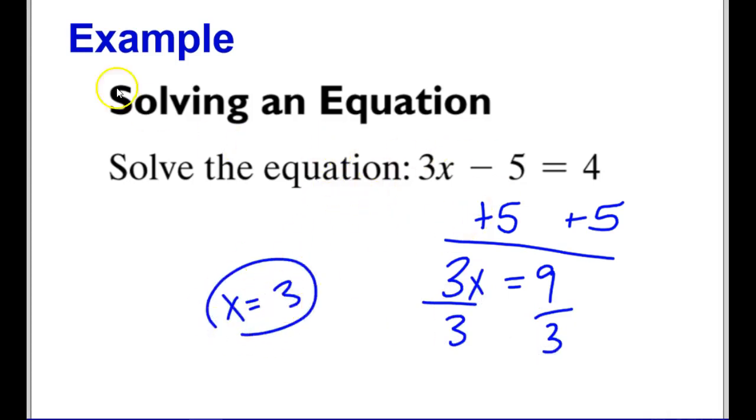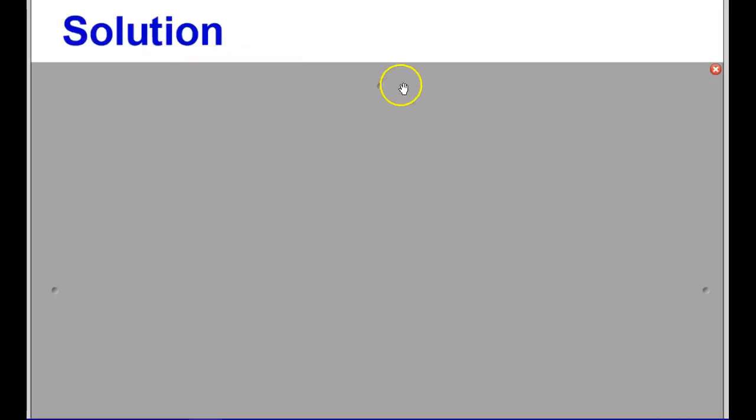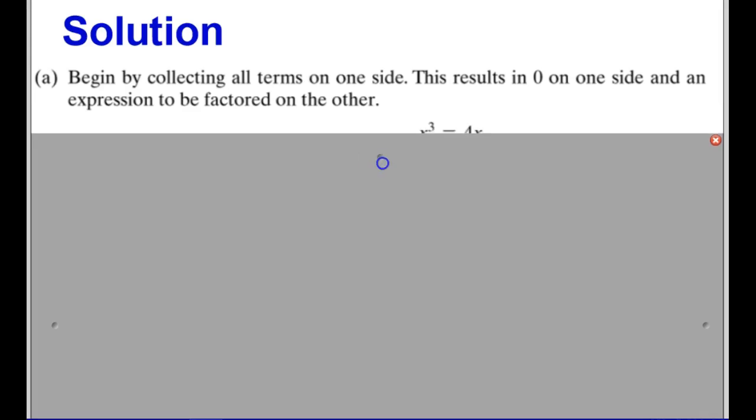We will be solving much more complicated equations, but we need to know that the biggest things are we're undoing what's already being done. That's how we're solving for these variables. Okay. So now we're going to look at some factoring. So we're going to solve these different equations by factoring. Okay. So the first thing we always have to do is get everything on one side, and so I have a 0 on the other, and then I can start factoring.